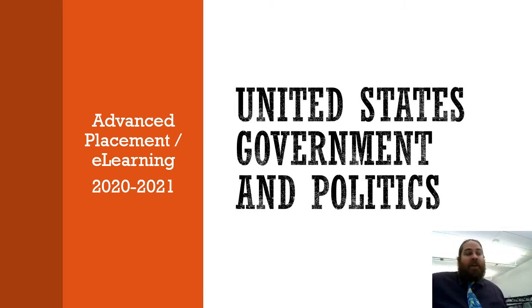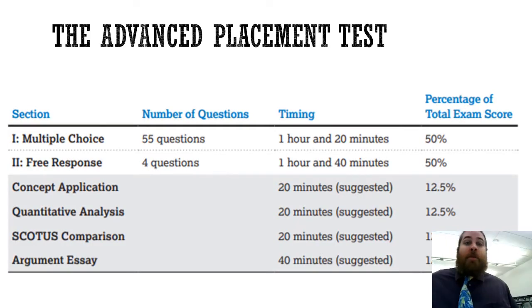So today we're going to introduce the Advanced Placement U.S. Government and Politics class for 2020-2021. So we'll start out just by talking about what you're going to have to do in order to try to get that college credit.